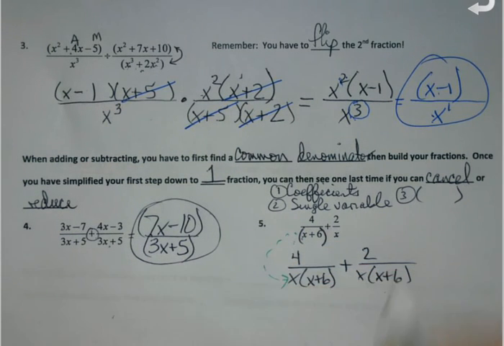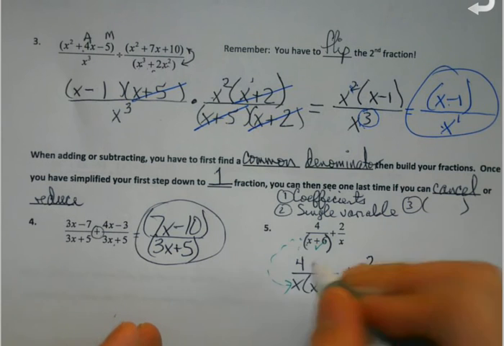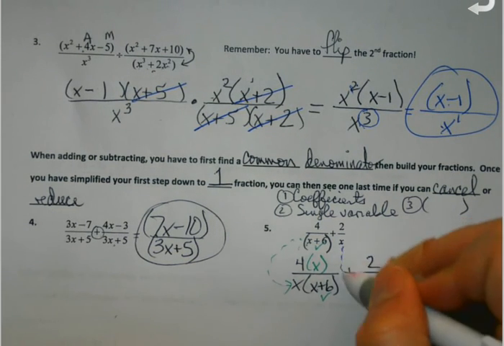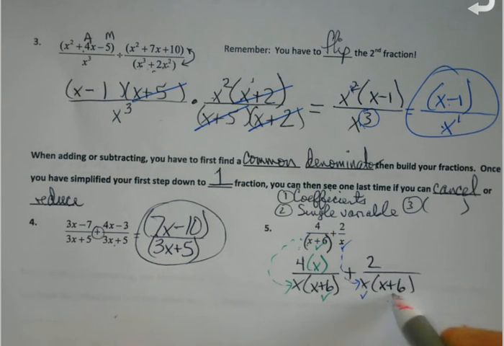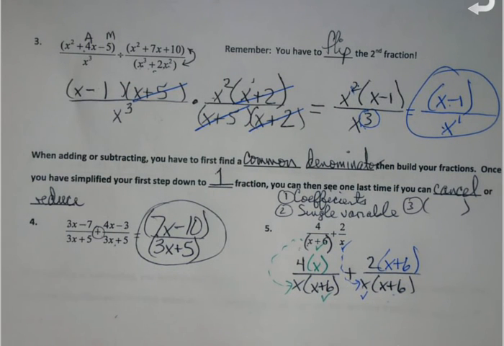So whatever I had to multiply this by to get to my new denominator, that's what I need to put up in the numerator. So I got the x plus 6. I just need the x. In the second one, I've got the x. I just need the x plus 6. And now my job is to get this down to one fraction.